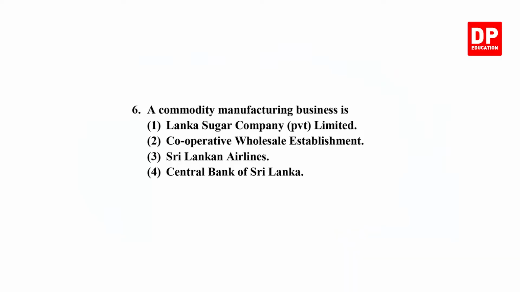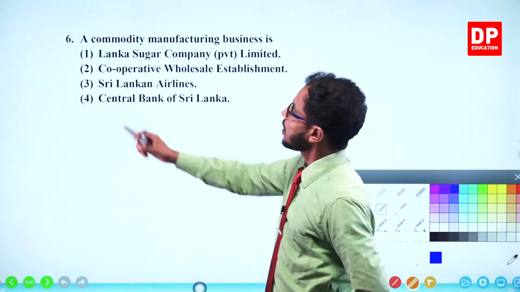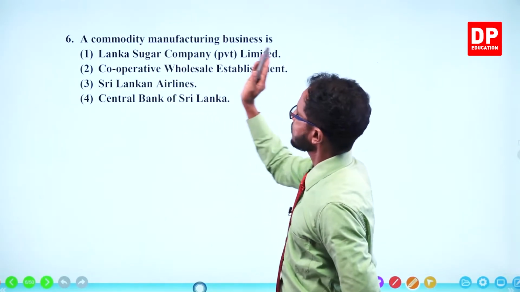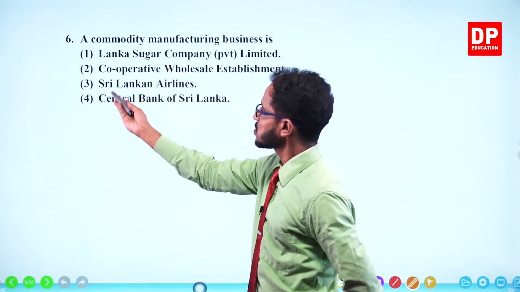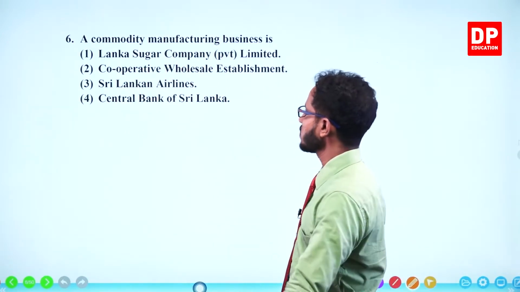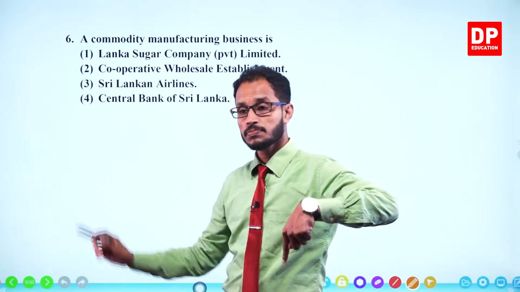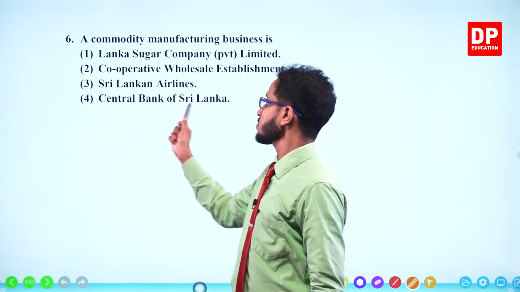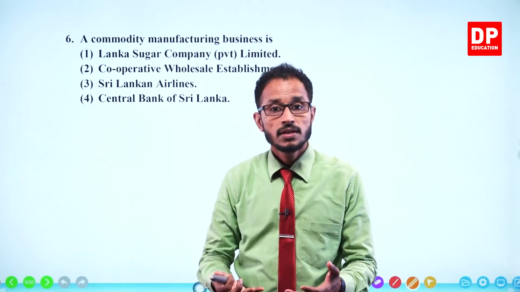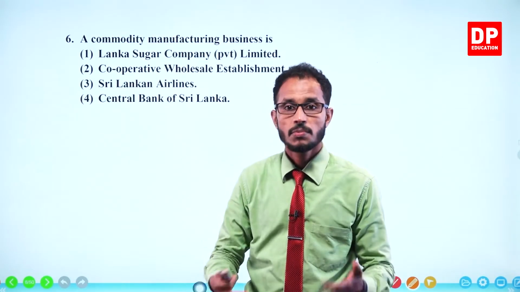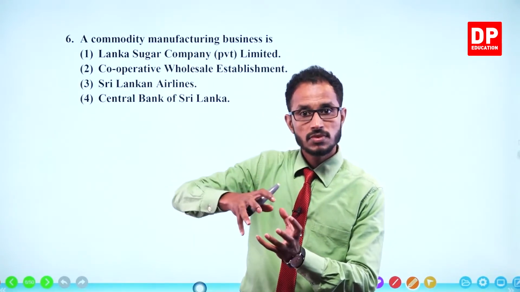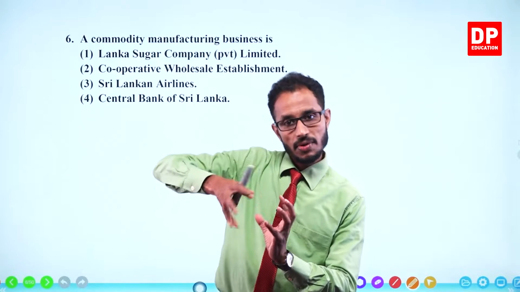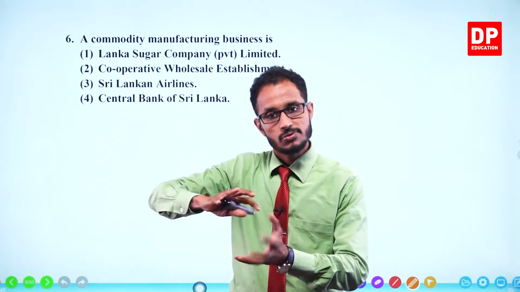Next question. We have a commodity manufacturing business and we have to select from Lanka Sugar Company Private Limited, Cooperative Wholesale Establishment, Sri Lankan Airlines, Central Bank of Sri Lanka. Let's come from the last one. Is Central Bank of Sri Lanka commodity manufacturing? Are they producing, making goods? Commodities means goods. Commodity manufacturing means making goods.